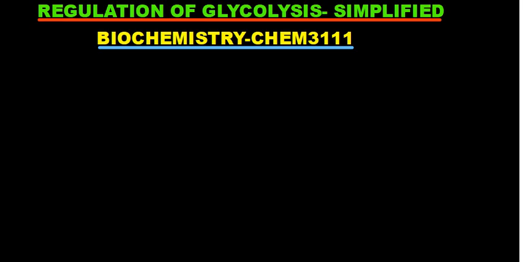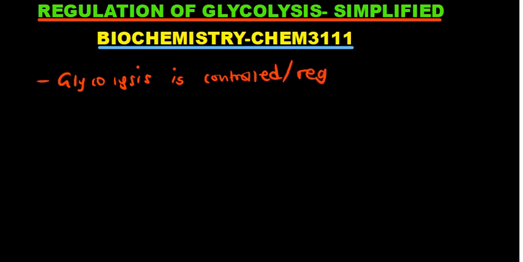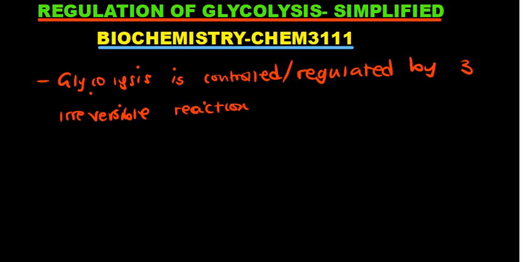So we need to understand that glycolysis is controlled or regulated by three irreversible reactions. So the first reaction, we have this one.